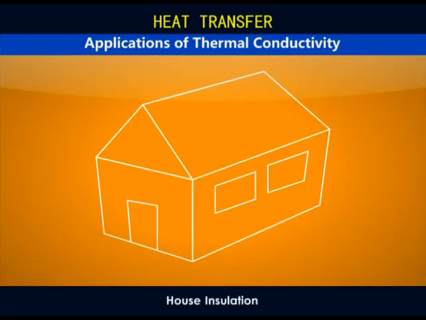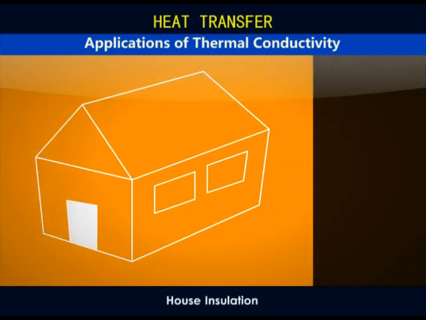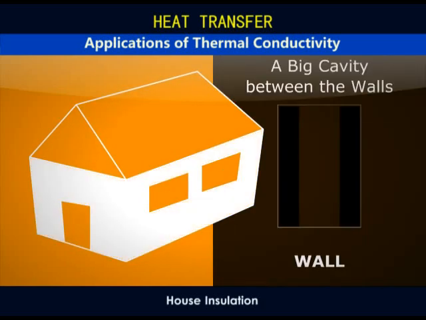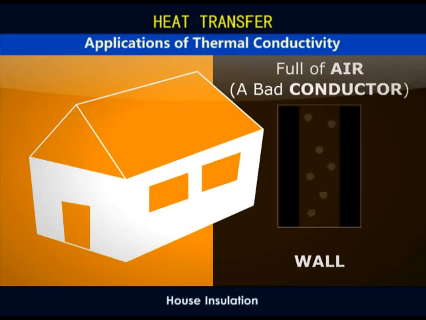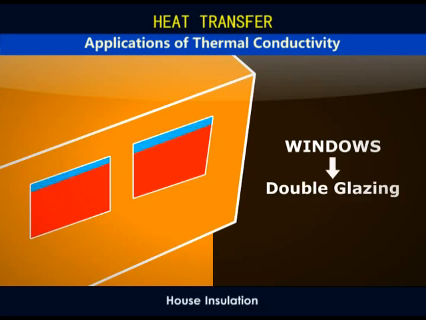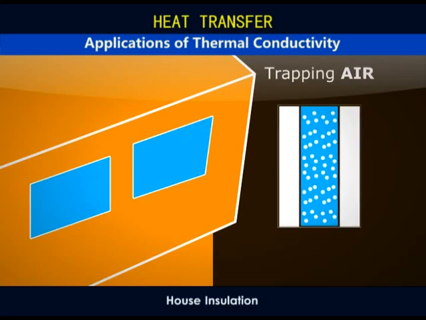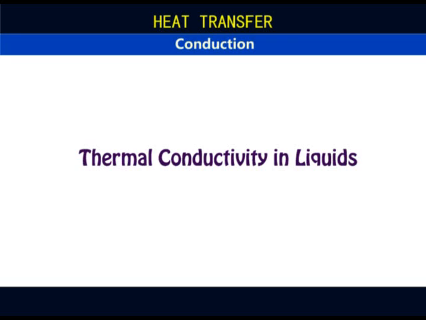In buildings where the inside temperature needs to be stabilized, double walls are constructed with insulators and materials that can trap air put in between the walls. This prevents excessive heating or cooling of the house. Double-glazed windows also trap air in between, which is a poor conductor of heat. So much for solids. Let's look at thermal conductivity in liquids.